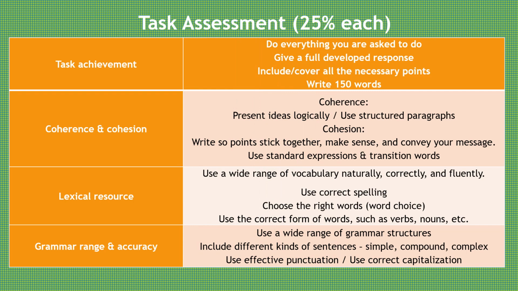Alright, let's take a look at the task assessment, which is 25% each. So task achievement is 25%, in which you need to answer everything that is asked to you in the question. Another 25% is coherence and cohesion, in which you need to use structured paragraphs and use standard expressions. The next 25% is your lexical resource, in which you need to use a wide range of vocabulary. And the last is grammar range and accuracy, which is another 25%, wherein you use different kinds of sentences, varying from simple, compound, and complex.